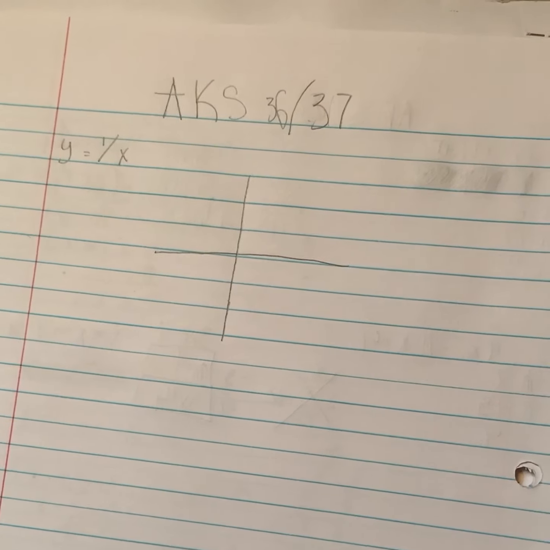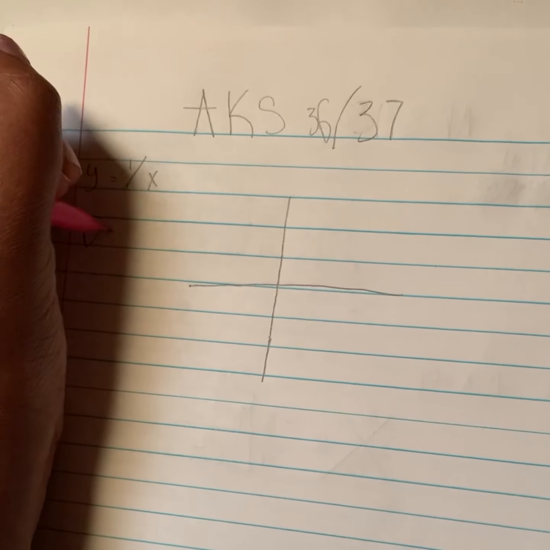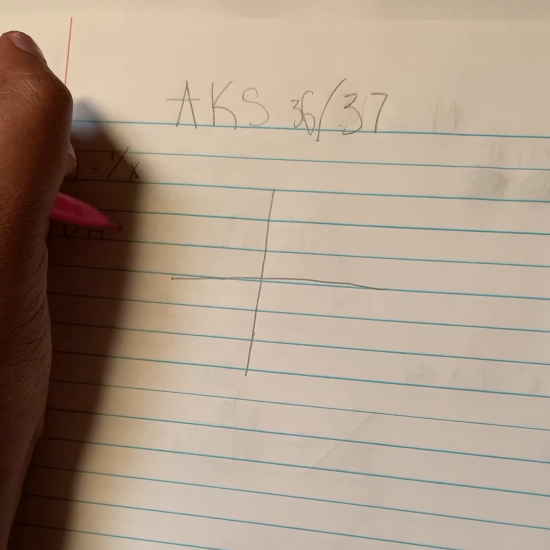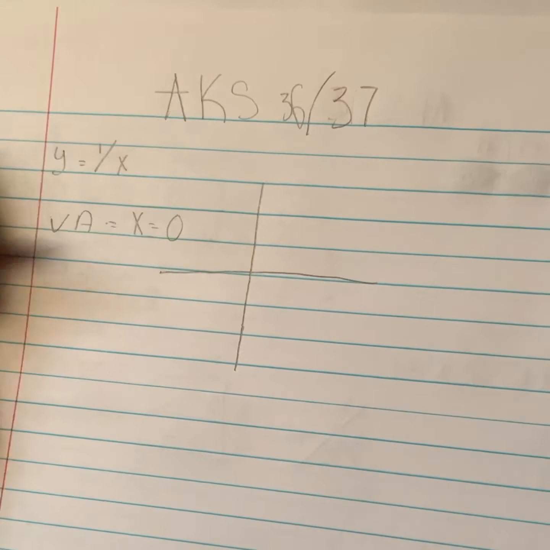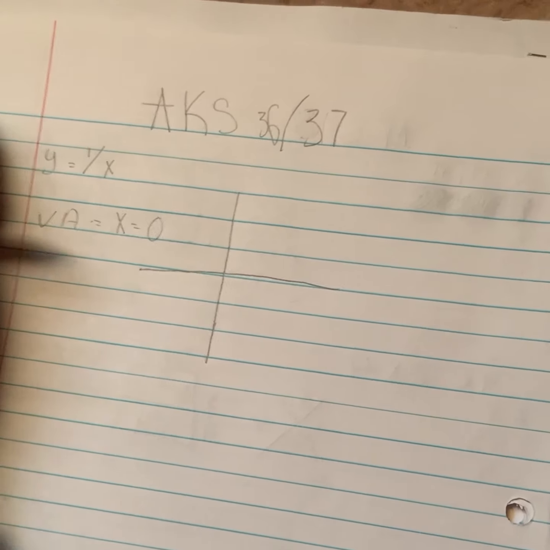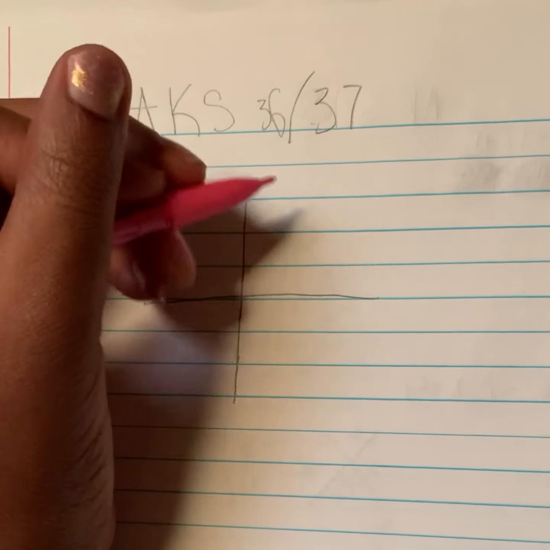So this function has a vertical asymptote at x equals 0. So our vertical asymptote would be x equals 0, which is on the y-axis. So this would be drawn right above here.